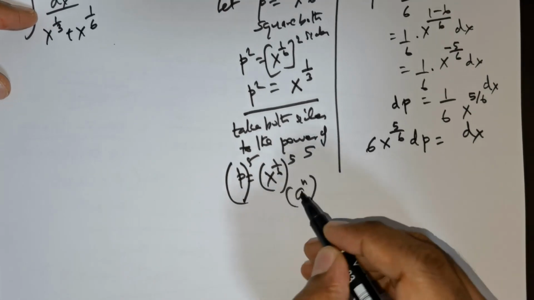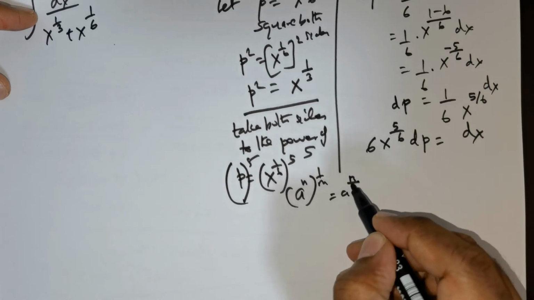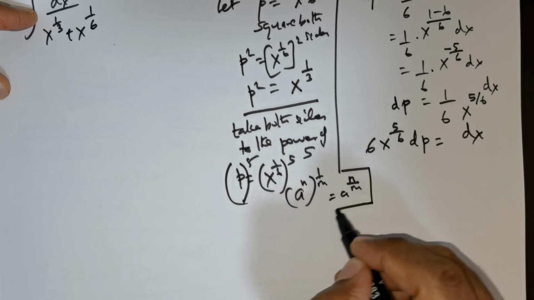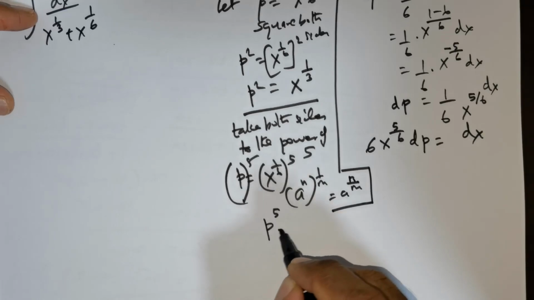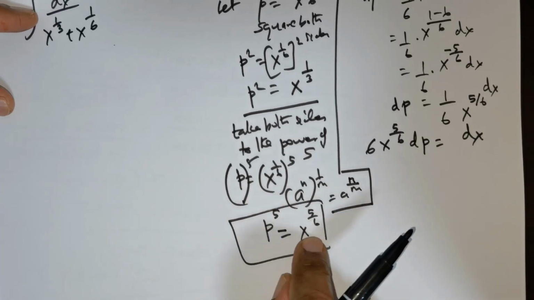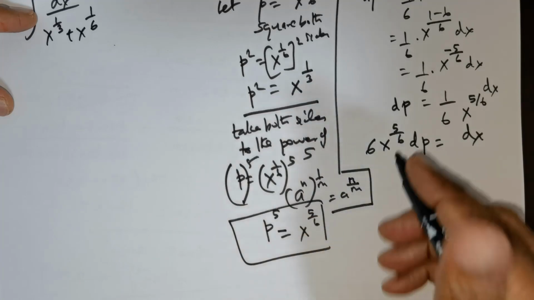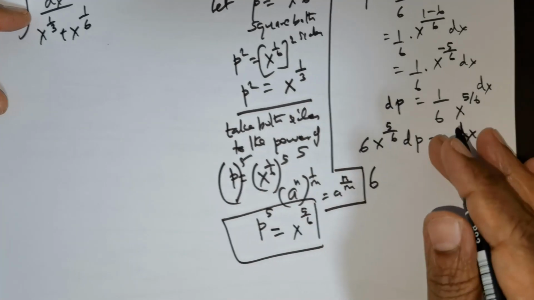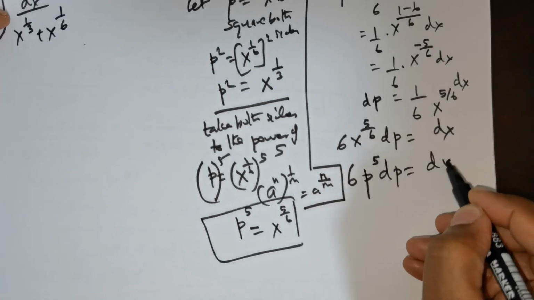Now a raised to the power of n, raised to the power of 1/m, is equal to a raised to the power of n/m. This is the formula. So by this formula I get p raised to the power of 5 is equal to x raised to the power of 5/6. Now I have a representation for x raised to the power of 5/6. So come over here. This is going to be 6 times p raised to the power of 5 times dp is equal to dx.